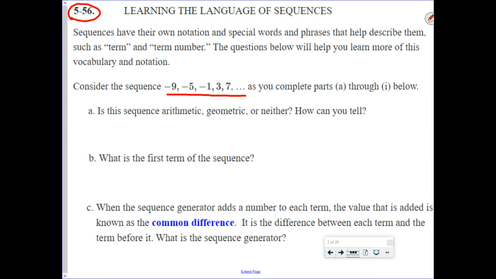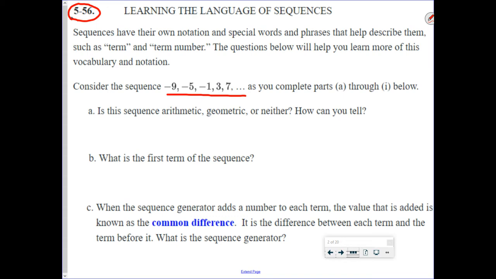First of all, when we're going to be doing a lot of these questions, just quickly pause and answer, and then unpause to check your work, okay? Is the sequence arithmetic, geometric, or neither? How can you tell? So pause it, answer that question, and then unpause when you're ready.